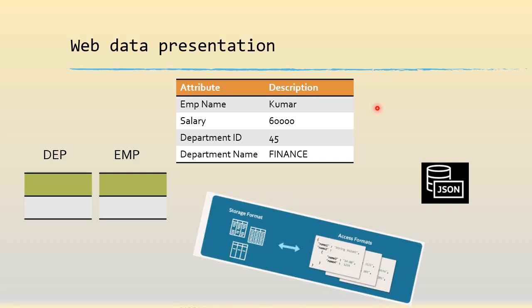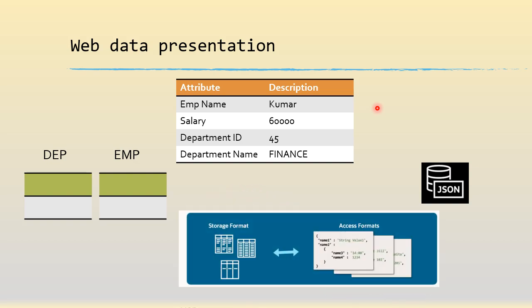Now, what if you were able to do both? Basically, store it as a relational table like dep and emp, but when you want to retrieve it or when you want to update it, do it like a JSON object. Now, how do we achieve it? We are going to see it through a small demo.